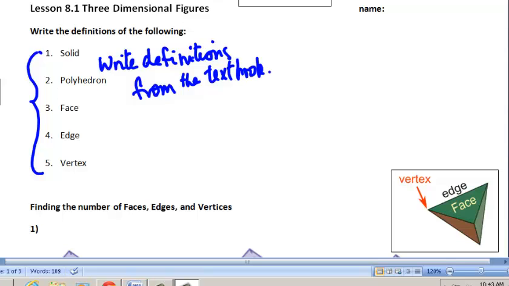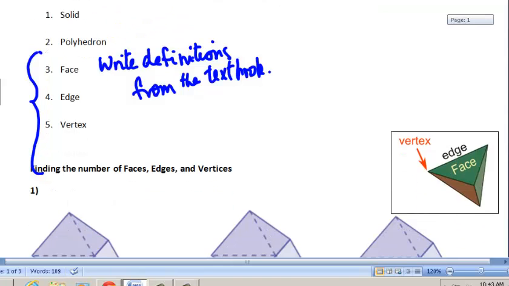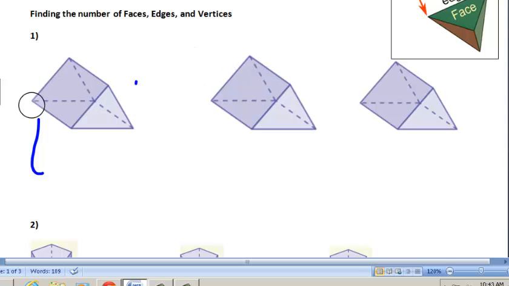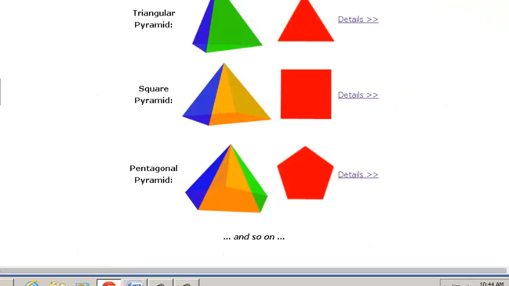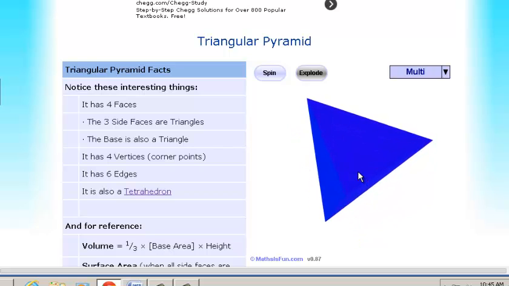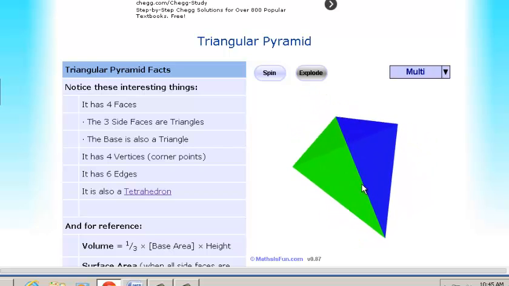Okay. All right, now let's go ahead and see what faces, edges, and vertices mean. Now, you've done this before, and you've done it in elementary school. Okay, let's first go ahead and take a look at some animations from a couple of websites. Let's take a look at this first. This is a triangular pyramid. This is the website. You can go and play around on it.